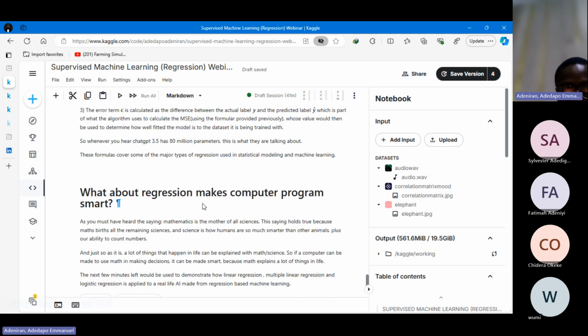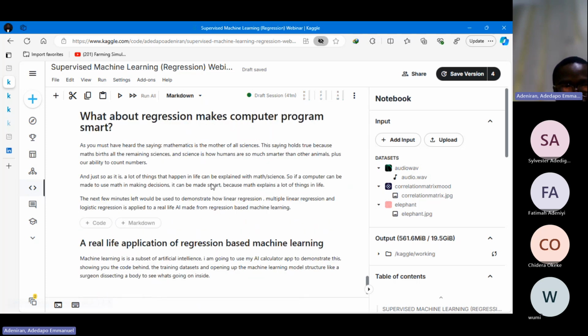So what exactly about regression makes computers so smart? You might have heard that mathematics is the mother of all science. And this holds true because mathematics gives birth to the remaining sciences. And science is how humans are so much better than other animals, due to our ability to count numbers. The reason why humans are more advanced than, let's say, chimpanzees or gorillas is because we can count. We have the concept of numbers. We know how to calculate things. That's one of the major reasons why we are smarter than other animals.